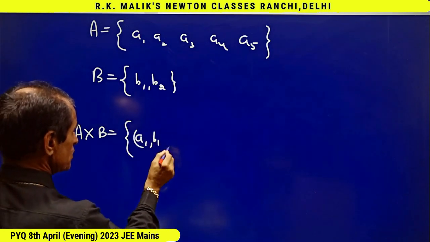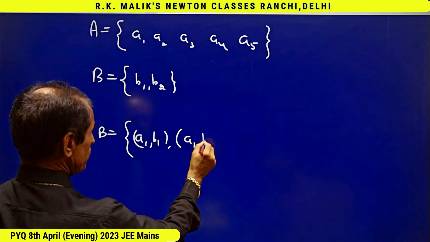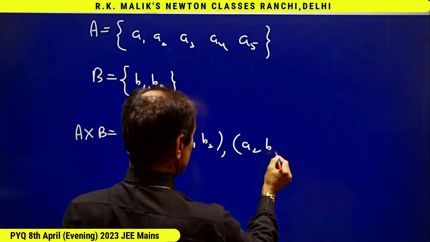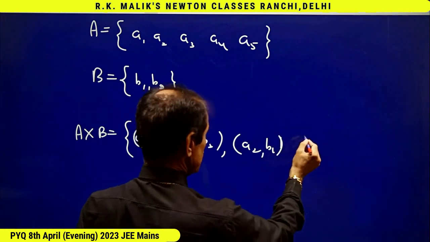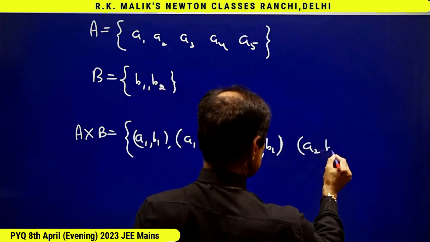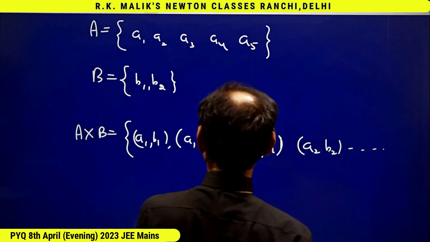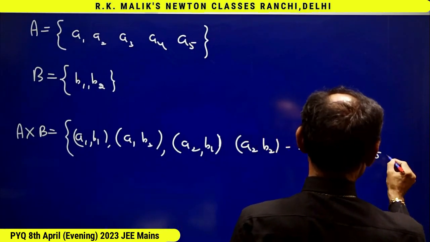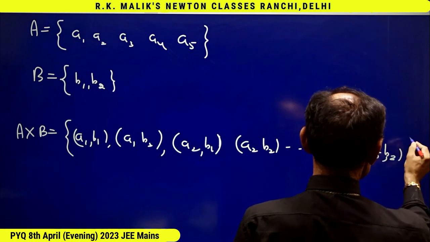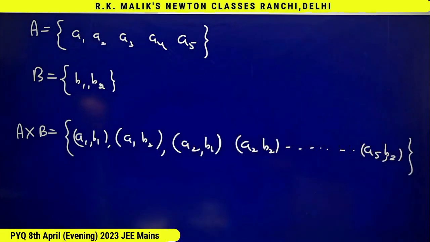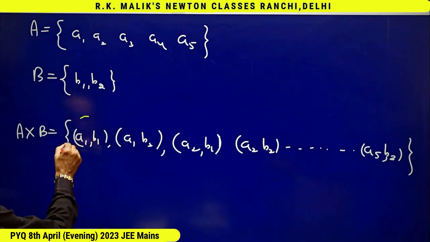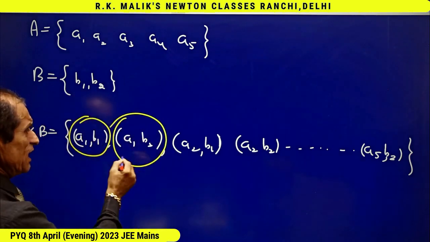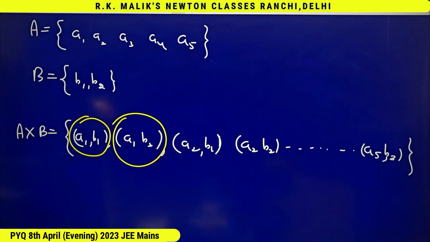A1 B1, A1 B2, A2 B1, A2 B2, and the last will be A5 B2. Note that this is one element of A cross B. This is the second element of A cross B, and so on.